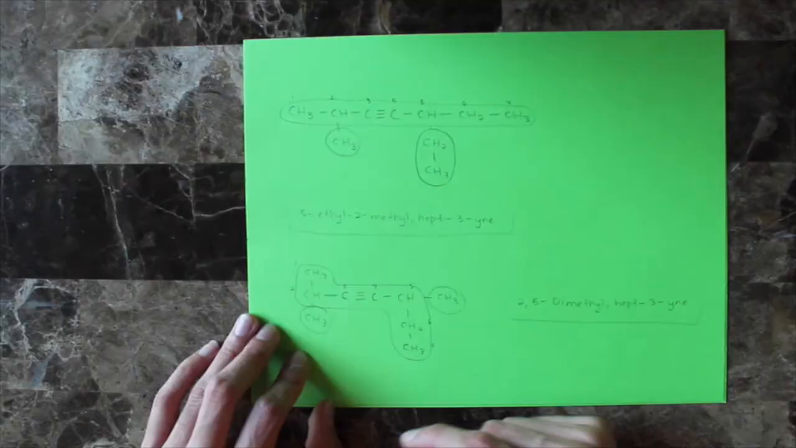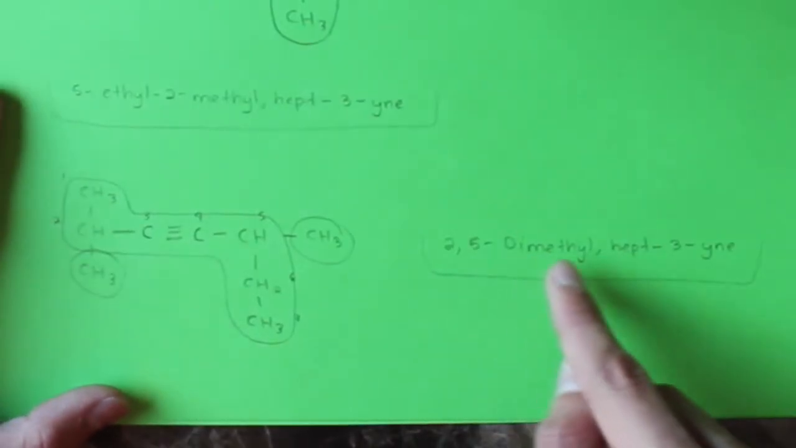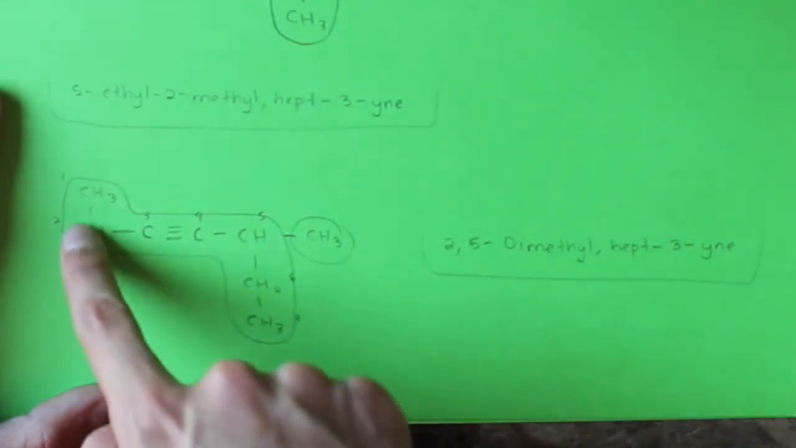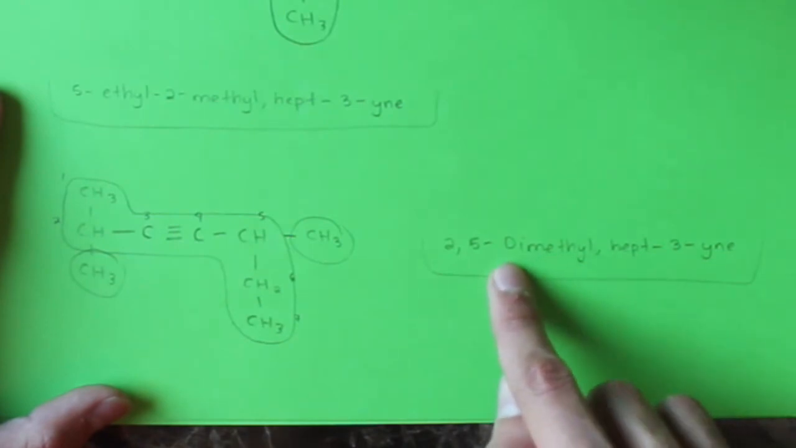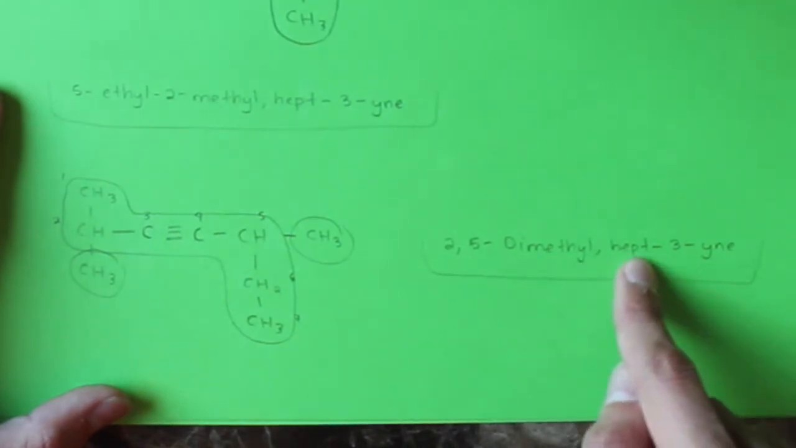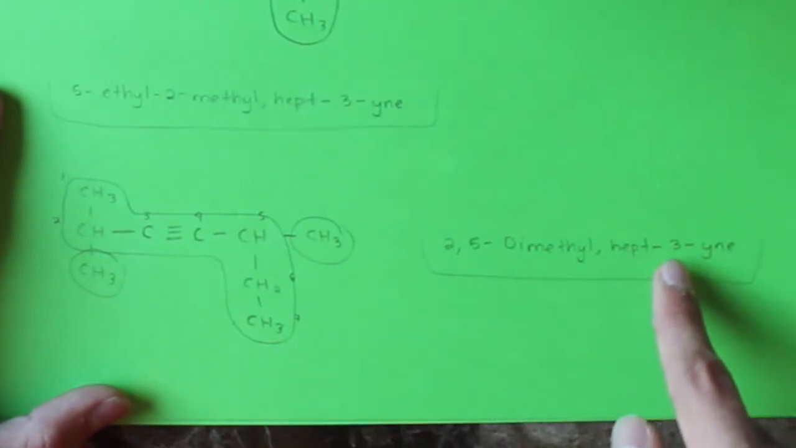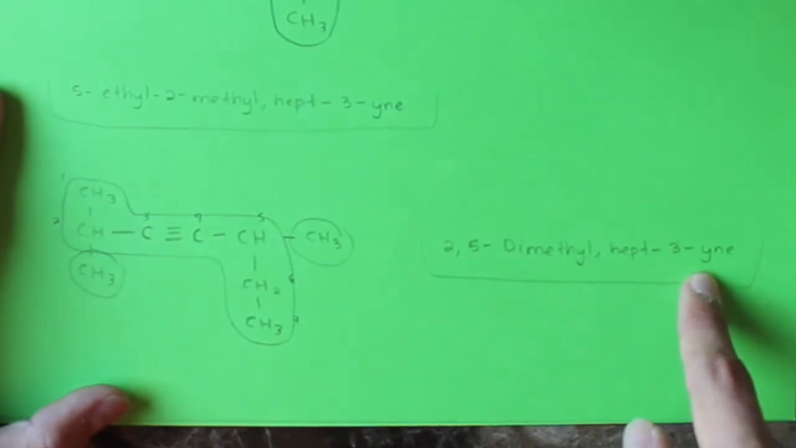Then here 2, 5 dimethyl because this is the location of our branches, in the 2nd and 5th carbon, and they are 2, that's why the prefix di. Then hept because there are 7 carbons, and the triple bond is located in the 3rd carbon, and the ending of alkynes is yne.